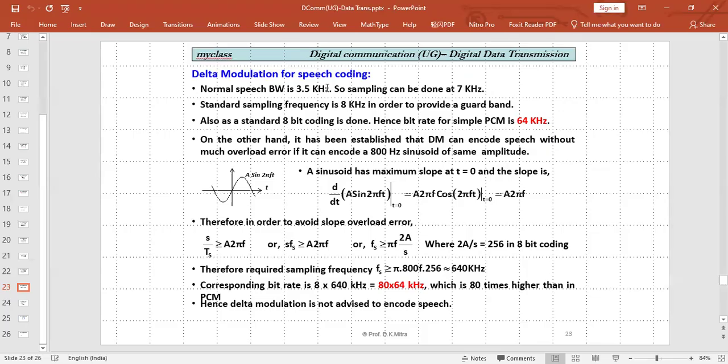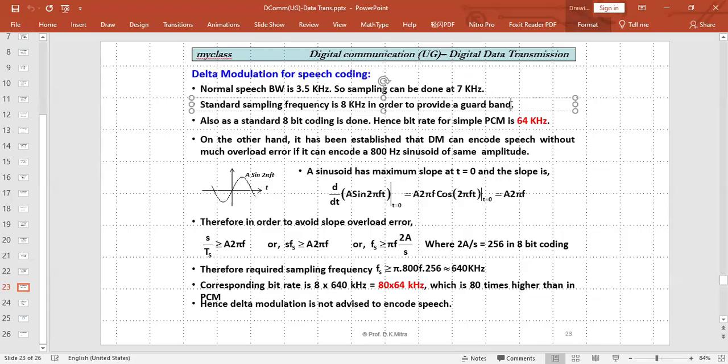So in speech coding, a 7 kilohertz sampling rate is good in digital electronics. The standard sampling frequency in speech is 8 kilohertz. And this is a standard, the circuit becomes easier. Also, it provides a guard band. Now, let me tell you what a guard band is.